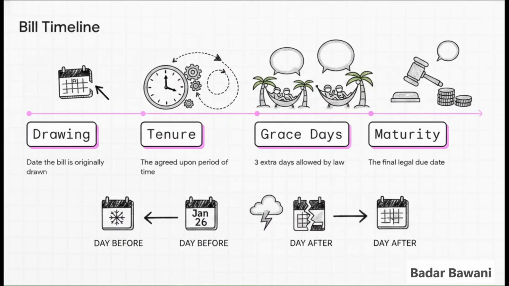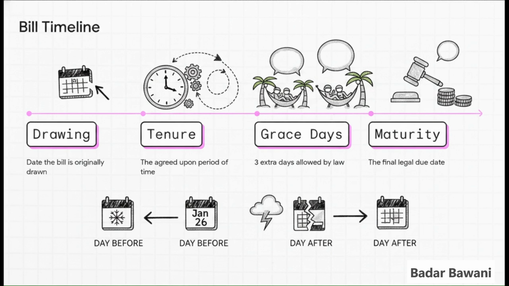Okay, so assuming we have an accepted bill, we need to calculate the maturity date. That's the exact day the money is actually due. We start with the date it was drawn or accepted, and we add the agreed upon term, let's say 2 months. Then, by law, we have to add exactly 3 days of grace. This just gives the drawee a tiny bit of breathing room. But here is a wild and totally vital rule you've got to know.